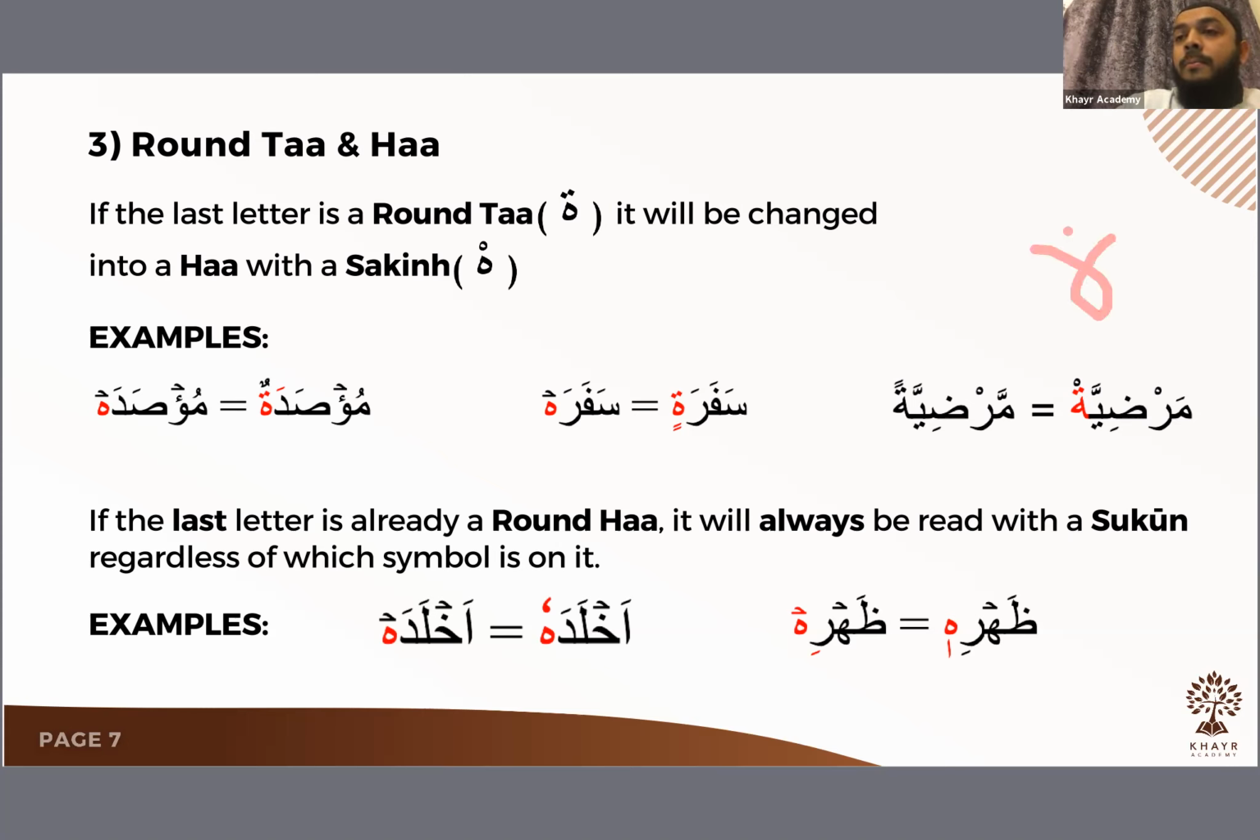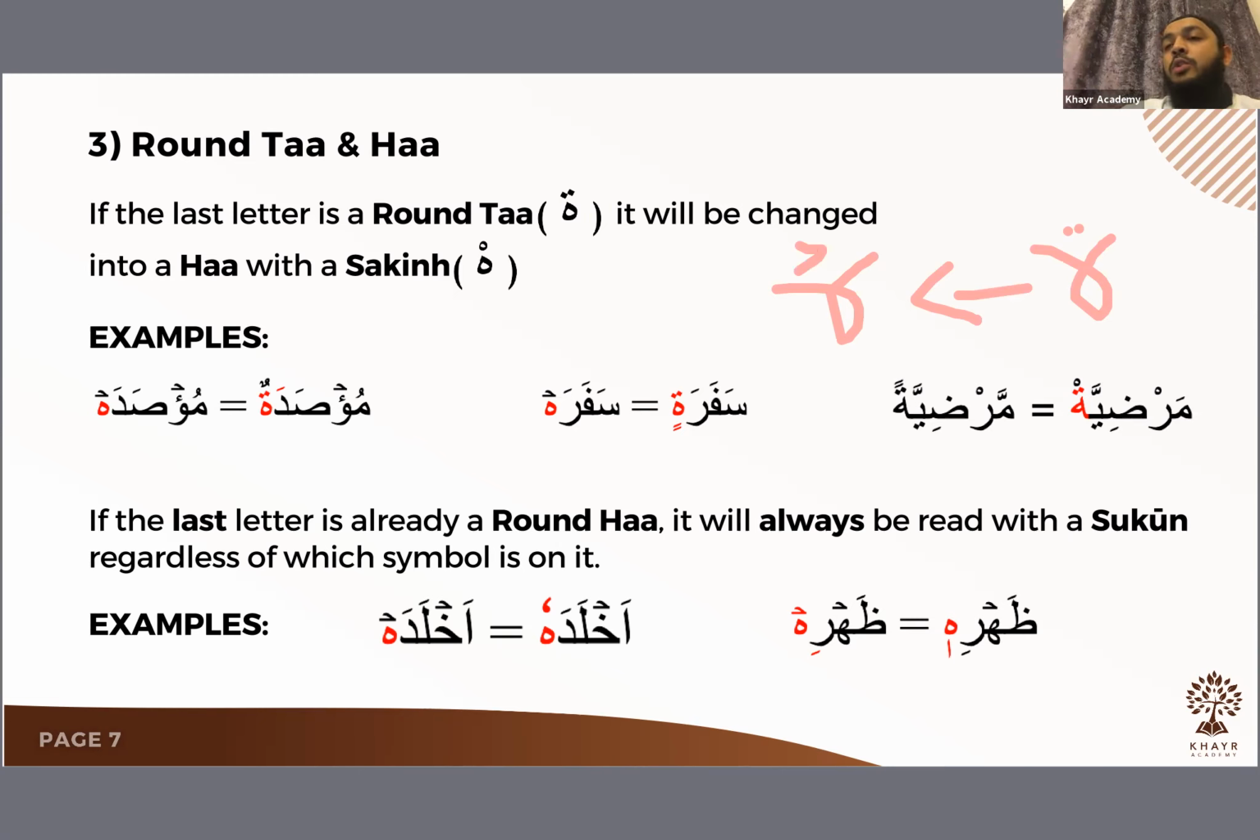Round ta will always become a ha. Ha is the same as a ta. The only thing missing is the 2 dots. So the round ta will always become a ha, and it will always become what? A sakin. Is that clear for everyone?